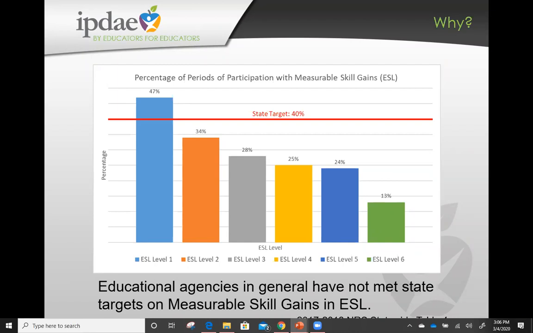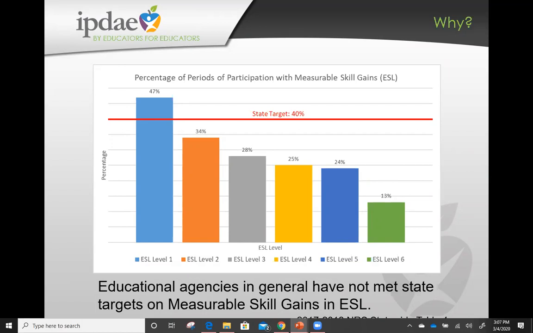Now you go into level 3, and as you go higher into the levels of ESL, what you can see is that the performance decreases even more. That's understood, but for it to be so far below the state target raises an alarm to all of us, right? So we need to revisit what we're doing and see what we can do to help teachers and administrators move their data and achieve the state target.